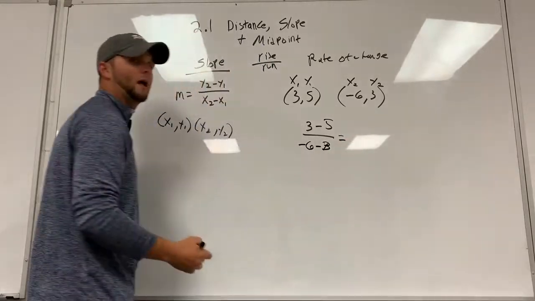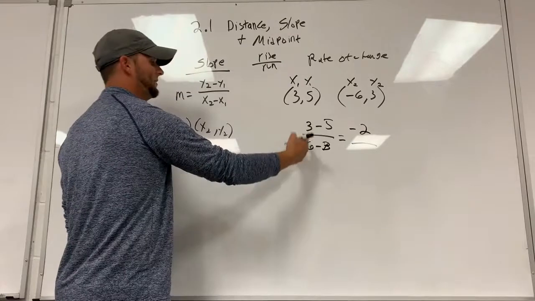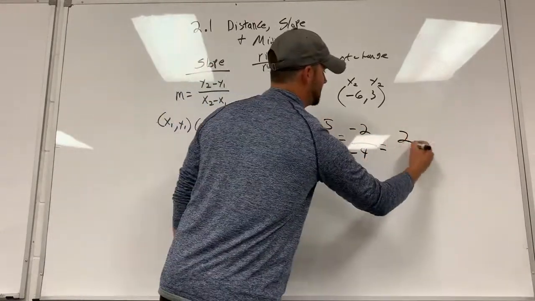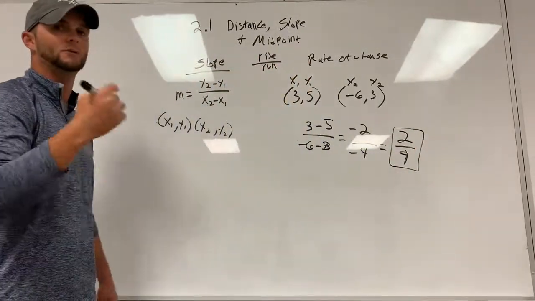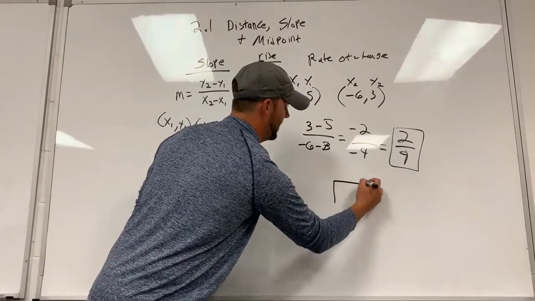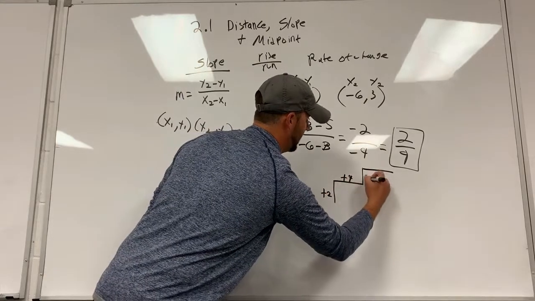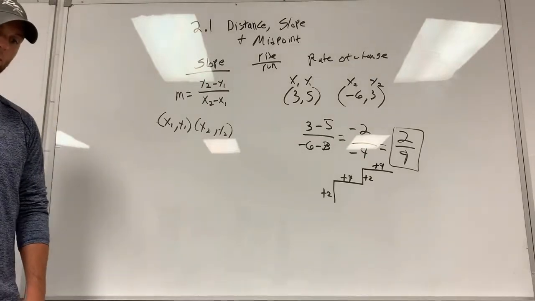Now I just work it out. 3 minus 5 is going to give you negative 2. And then negative 6 minus 3 is going to give you negative 9. Double negative is going to turn into a positive, so your slope is going to be 2 over 9. That means if I was on a coordinate system, I would go up 2 and over 9 if I was doing my slope. And that's how that would work, okay?